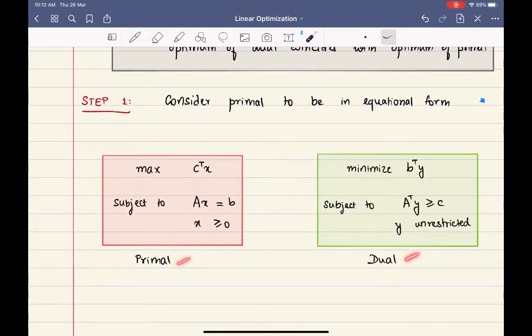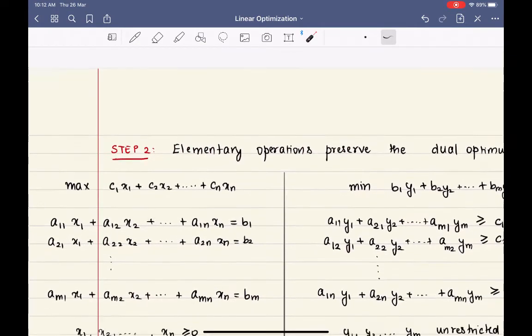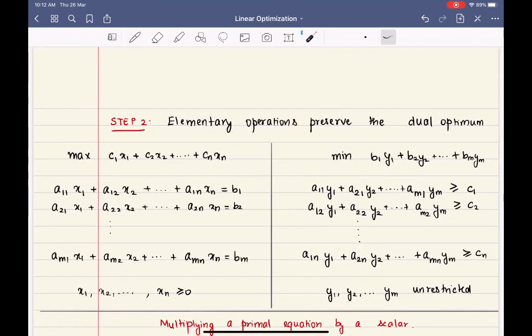So we have written the primal and dual. Now what is the next step? Look at this statement. We are going to show that starting from the primal, so I have just elaborately written this Ax equal to b, and the same for the dual, nothing different. Starting from the primal, suppose I make some elementary operations and get some other system, and for that system if I write the dual, then this dual and the original dual will have the same optimum. That is what we are going to show.